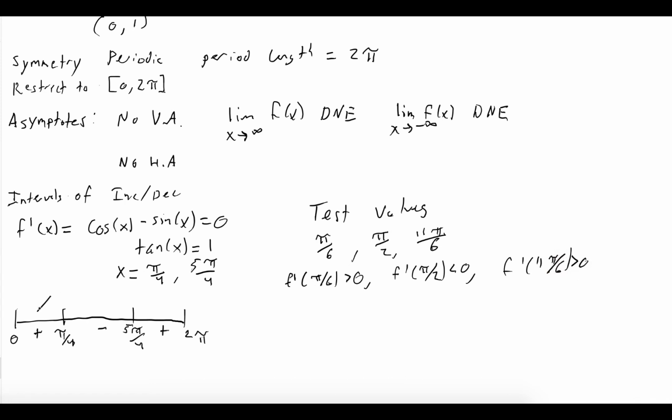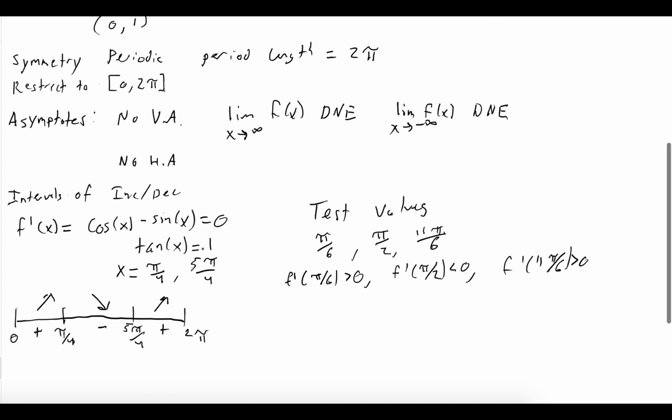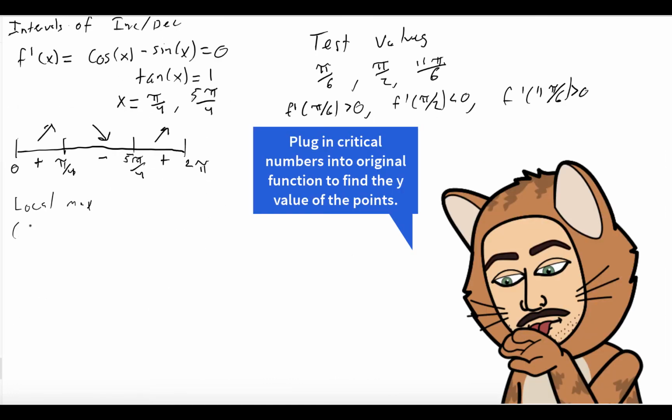So we're increasing, then decreasing, then increasing, which means we have a local max at the point pi over 4, square root of 2, and a local min at the point 5 pi over 4, negative square root of 2.